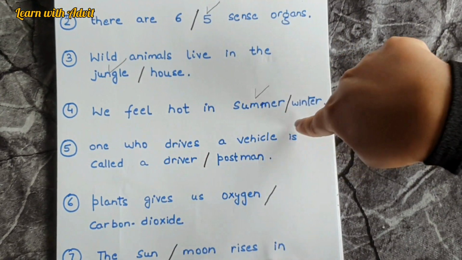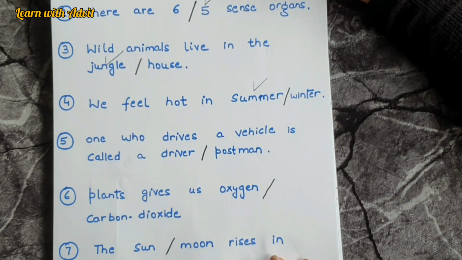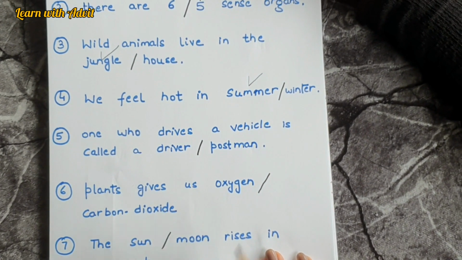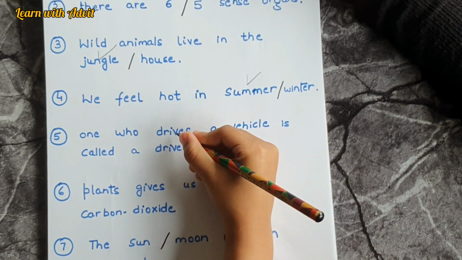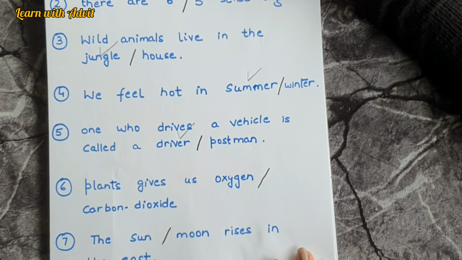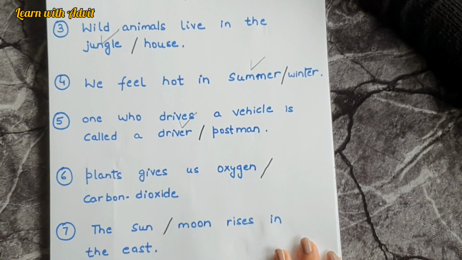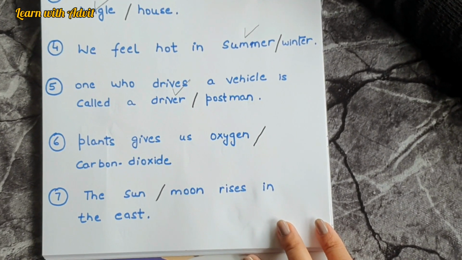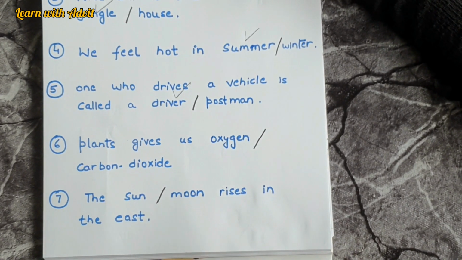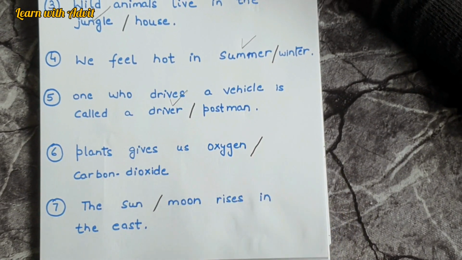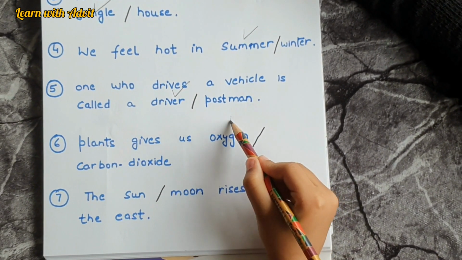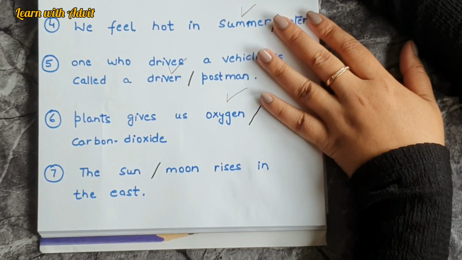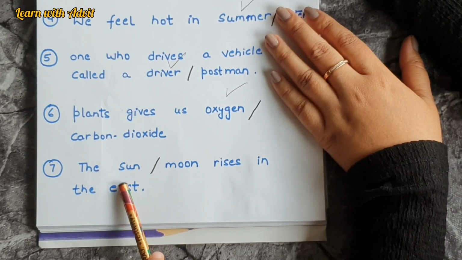One who drives a vehicle is called a driver or postman? Driver. Come on, tick. And what does a postman do? They just deliver mail to us. Yes. Plants give us oxygen or carbon dioxide? They give us oxygen. They breathe in carbon dioxide. Okay. So tick. The last one. The sun or moon rises in the east? The sun. Very good. Tick.